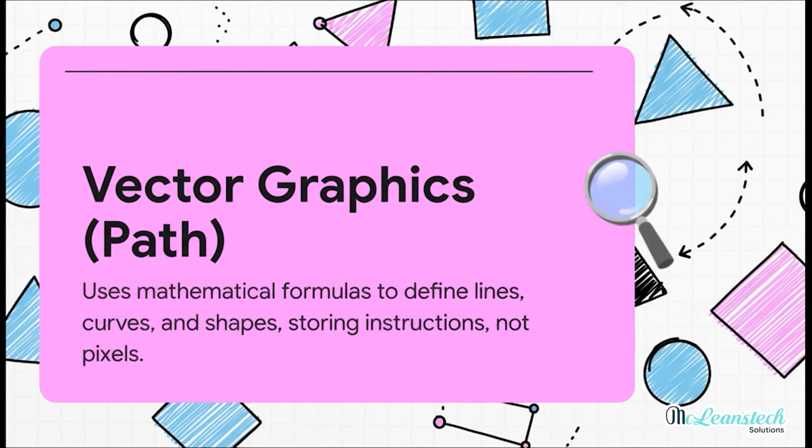And then you have the second world, vector. Now this is totally different. Instead of a grid of pixels, a vector image is built from math, from formulas. The file isn't storing millions of colored squares. Nope. It's storing instructions like, hey, computer, draw a line from this point to that point, make it red, and make it this thick. So it's not a mosaic. It's more like a super precise blueprint.